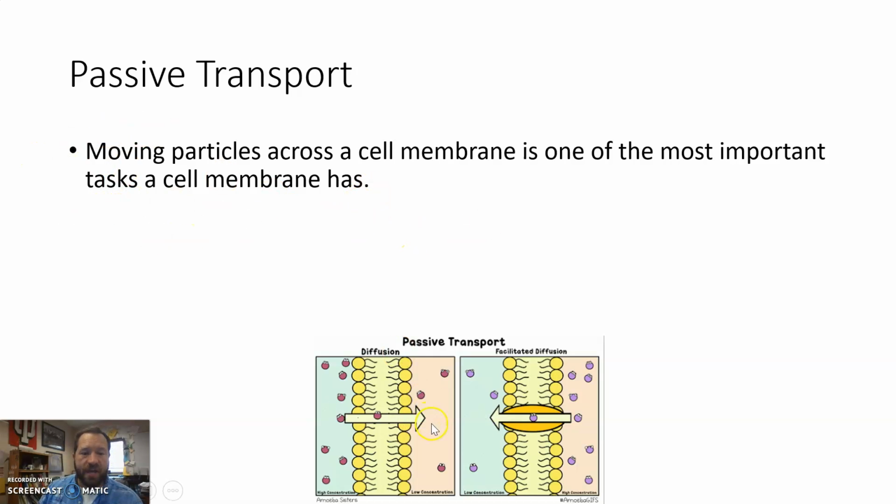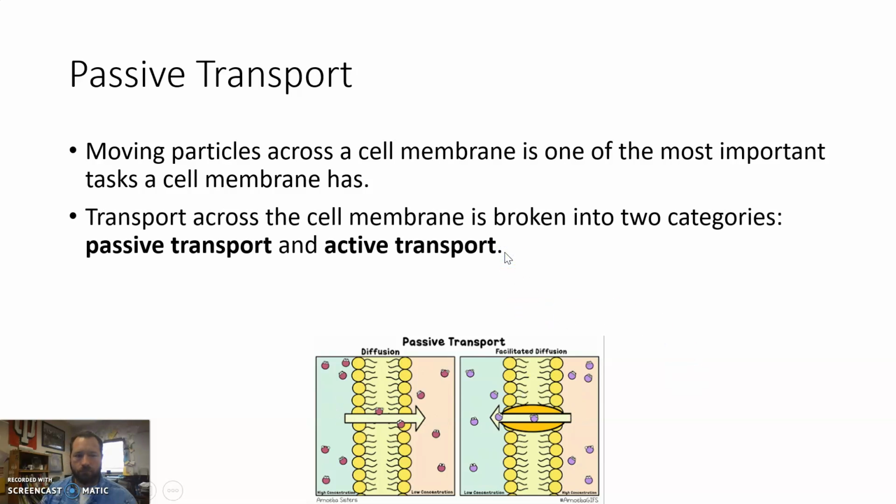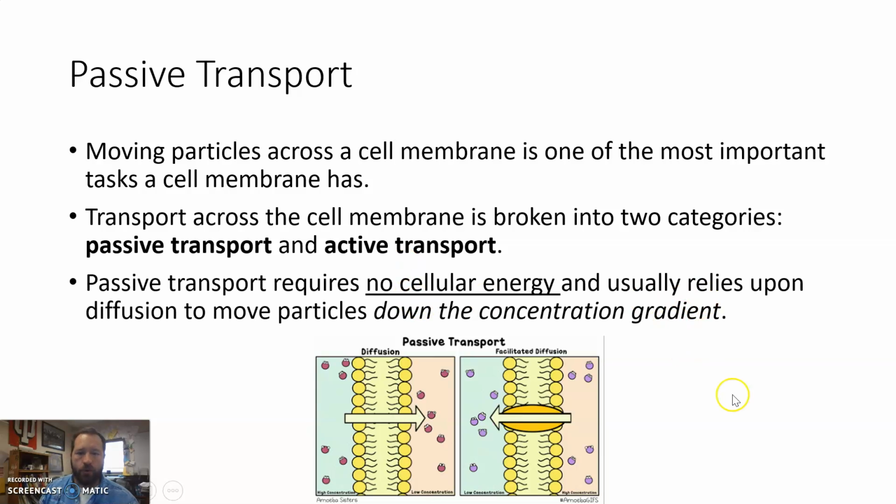Moving things across that cell membrane is one of the most important jobs that the cell membrane has, regulating what gets into the cell and what is able to leave the cell. There's two main types of transport. The first is passive transport. That's what we're going to talk about first. And then we'll get to active transport.